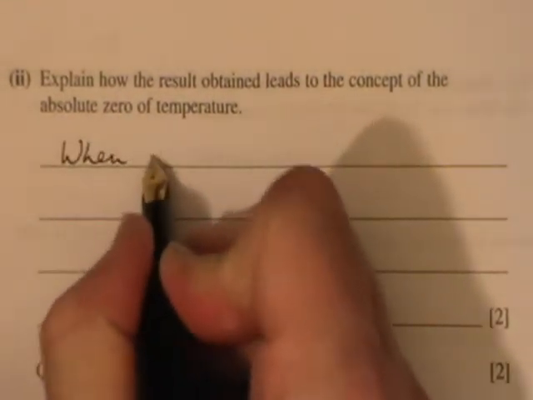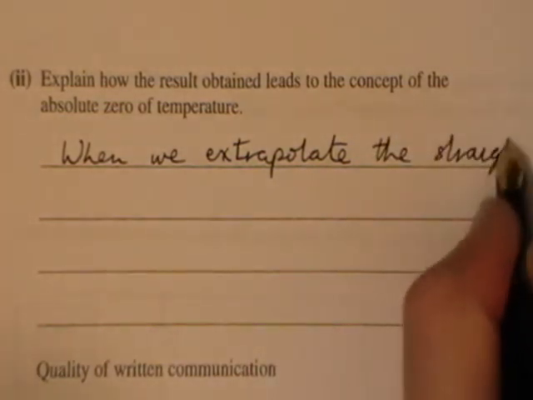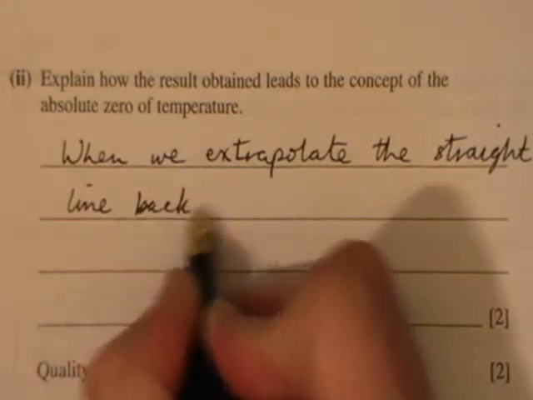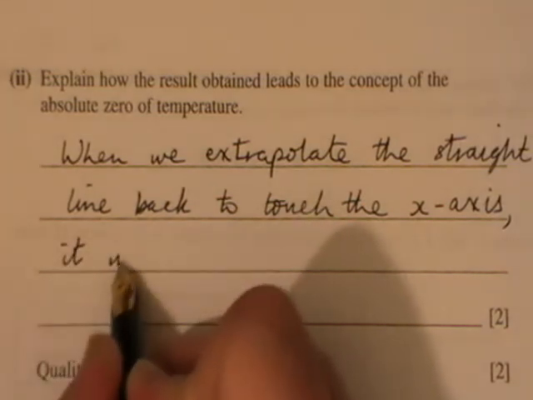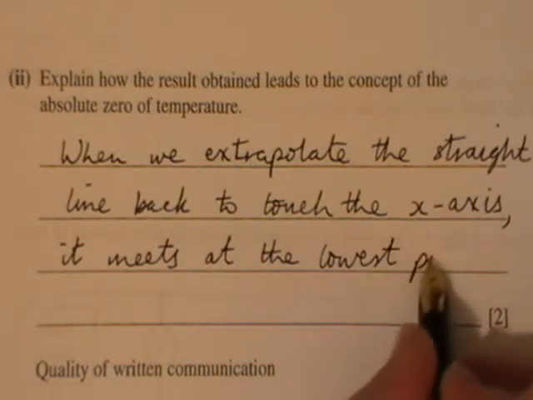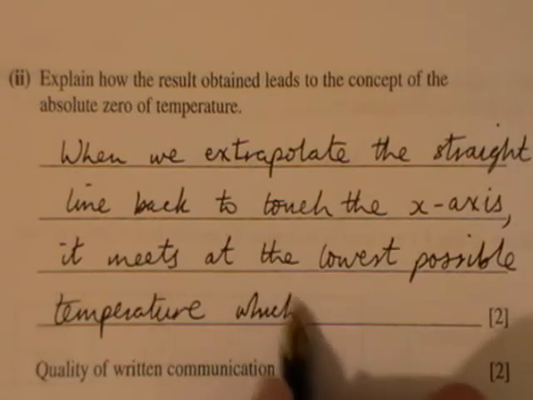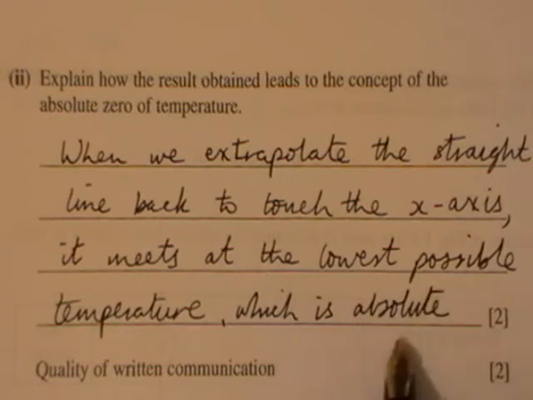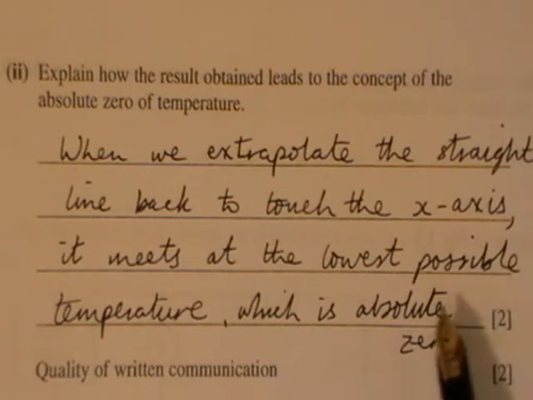Well, when we extrapolate the straight line back to touch the x-axis, it meets at the lowest possible temperature, which is absolute zero. So it goes back until it intercepts the x-axis, and at that point that's the lowest possible temperature, which is absolute zero.